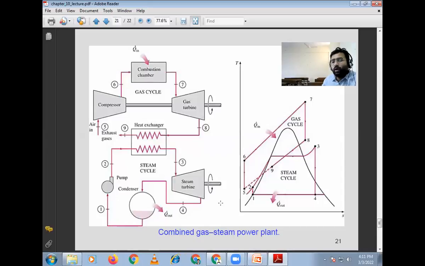So there is an MCQ always asked: the gas power cycle works on which principle or which cycle. So the cycle is the Brayton cycle, and this power plant cycle is the Rankine cycle.